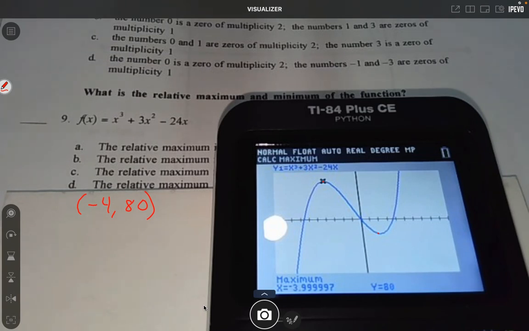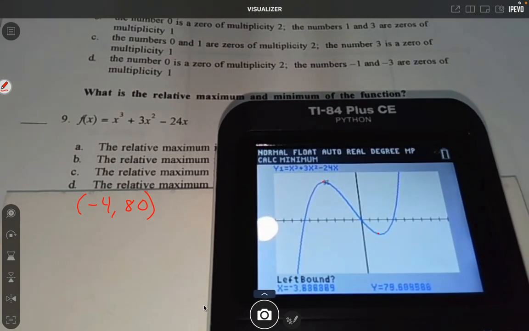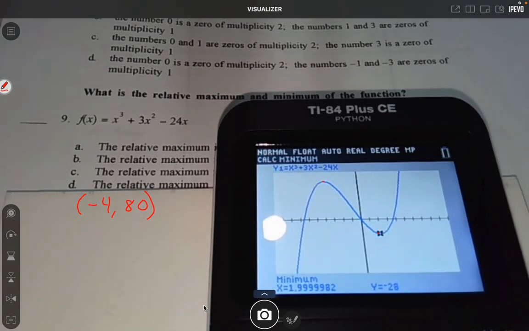Now what are we going to find? The minimum. So we press second trace number 3 and scroll over here. So I'm to the left of it, press enter, to the right of it, press enter, and back to it. And that is, it looks like what? 2, negative 28. And let me make sure, okay, so that was my max. I don't want to get them confused. And that was my min.